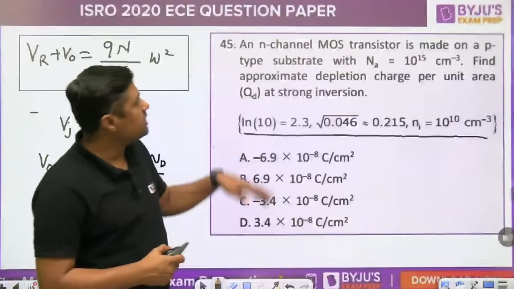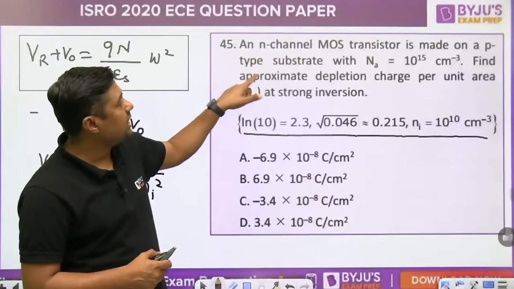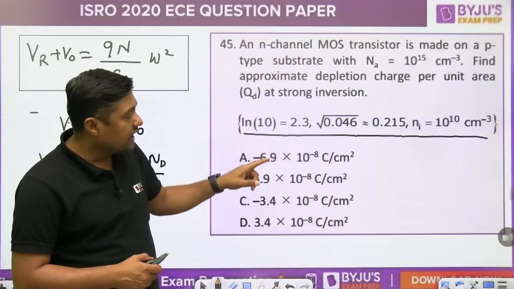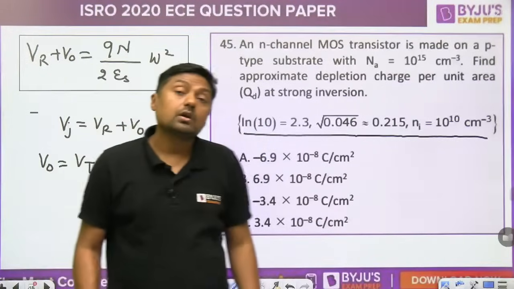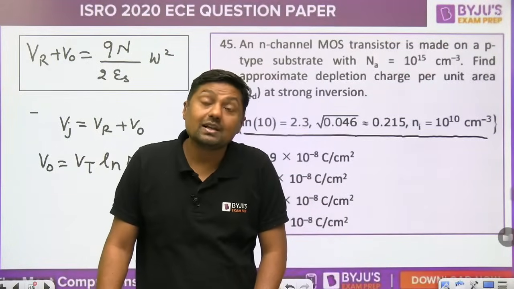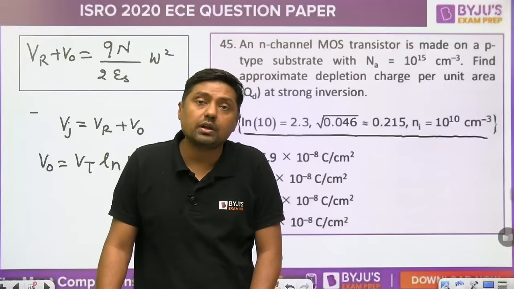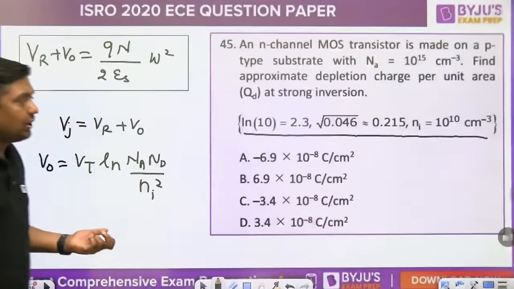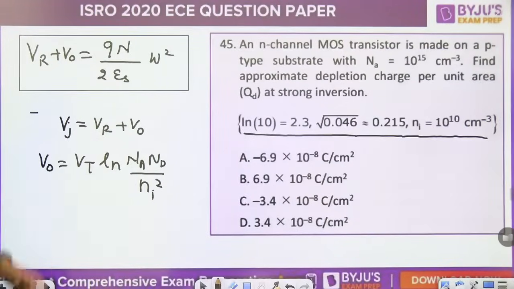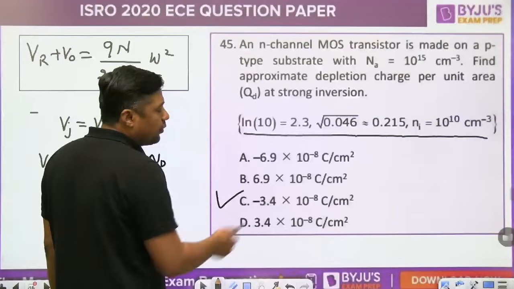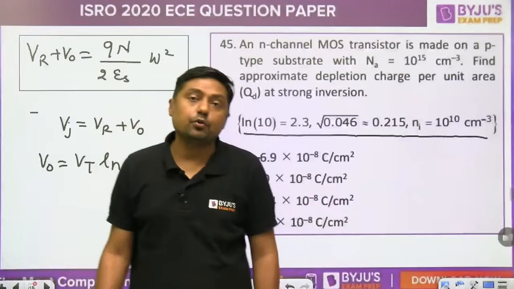Which material are we using here? N-channel MOS transistor, P-type substrate. Find approximate depletion charge per unit area at strong inversion. If that is not given, remember, for silicon the relative permittivity is 11.7. And epsilon naught is 8.854 into 10 raised to power minus 12. Then you can use those values and finally find the value. The charge is negative, approximately minus 3.4 into 10 raised to power minus 8.